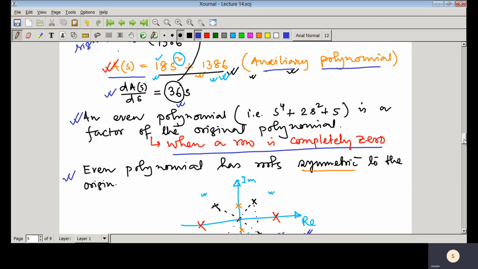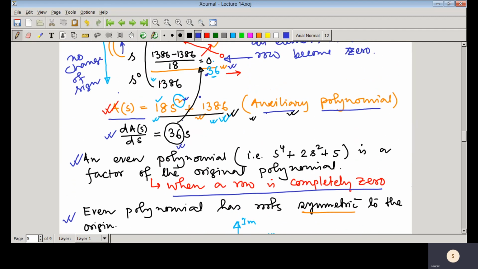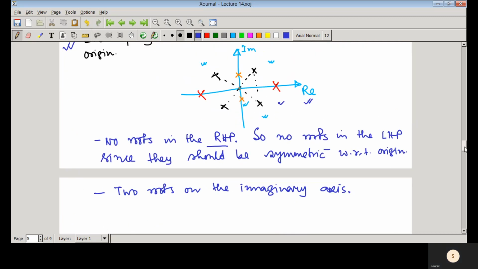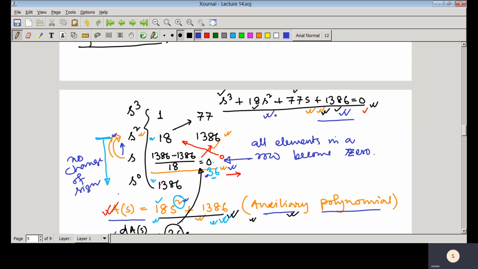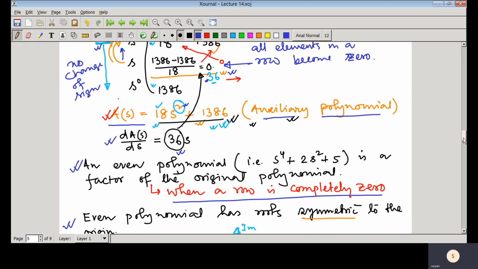But as the polynomial is a square polynomial, it has two roots. So the rest of the roots means only two roots would be on the imaginary axis. Now if you look at that polynomial, this is a third order polynomial, so it has three roots. We find that two roots are on the imaginary axis, and in this particular part, in the first column it is positive, second column also positive, so there is no change of sign. That means one root is in the left half of the S-plane and two roots on the imaginary axis.